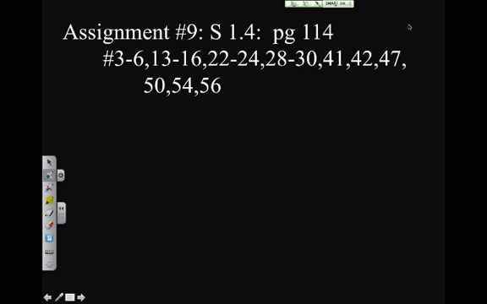So our assignment for section 1.4 is page 114. And you've got several groups of problems there to work on. Again, it's usually 15 to 20 problems somewhere in there. But that's your assignment, and please take a look at some of those, and you can ask any questions tomorrow during class.